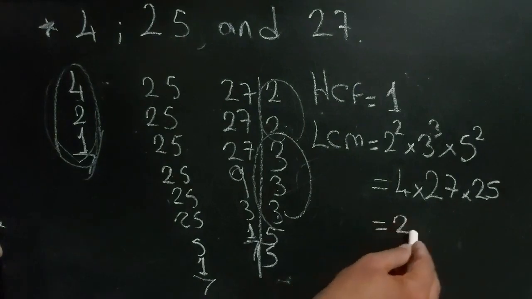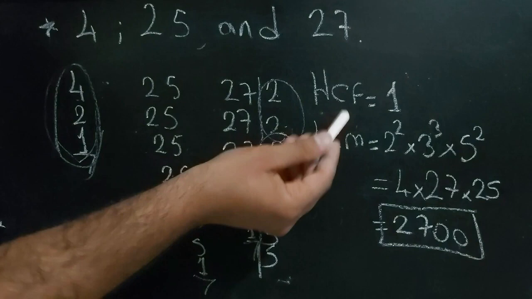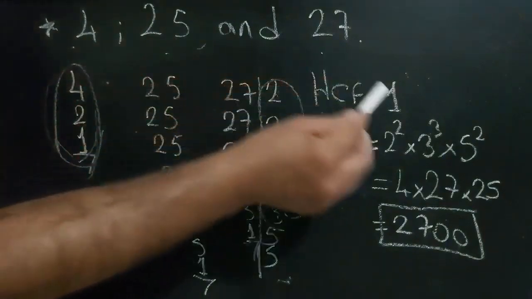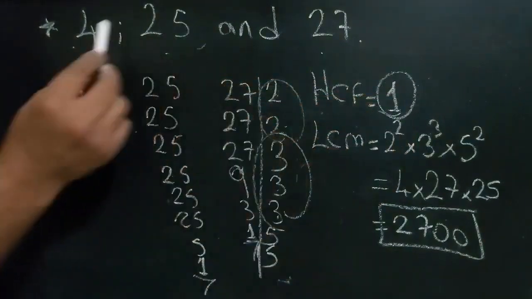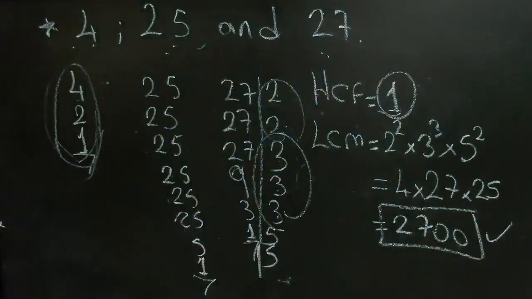That will give me 2,700. So HCF of 4, 25 and 27 is 1. LCM of 4, 25 and 27 is 2,700.